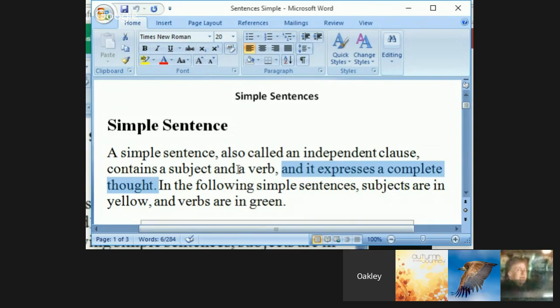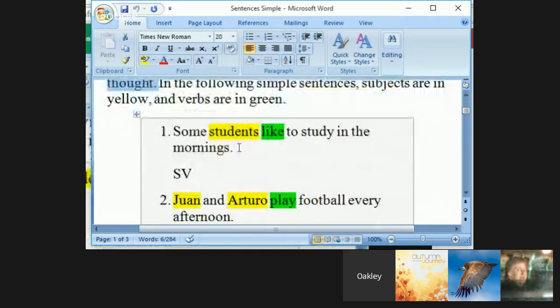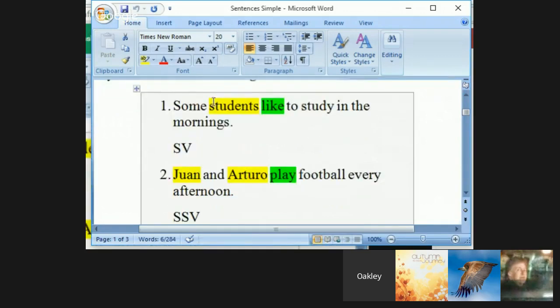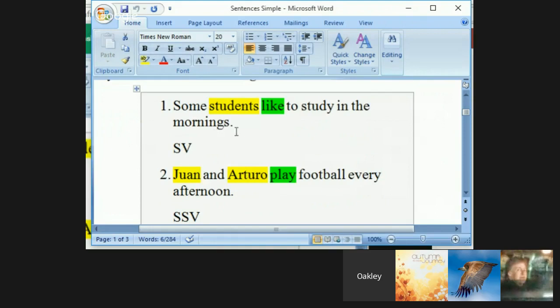Okay, looking at some examples. Subjects are in yellow and the verbs are in green. We have different possibilities. It is very straightforward, or SV, S for subject, V for verb. One subject, one verb.